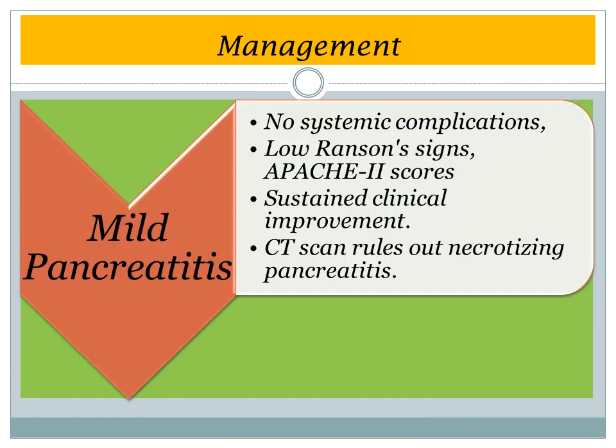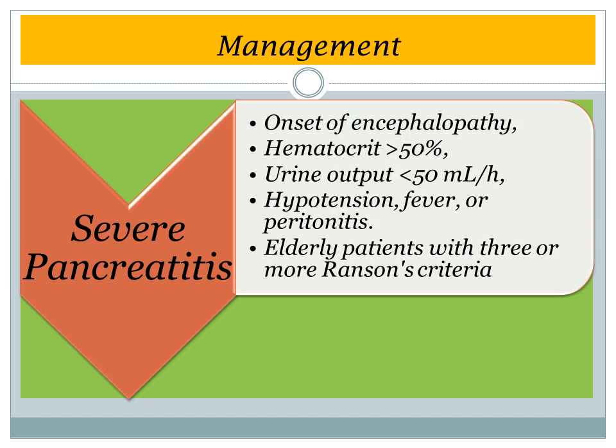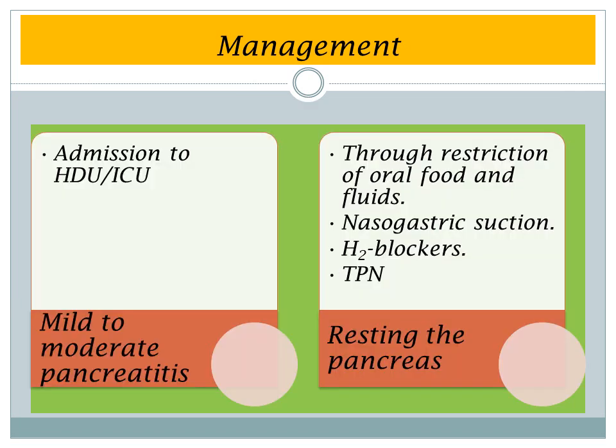Now, how are we going to manage pancreatitis? Mild pancreatitis has no systemic complication, low Ranson's criteria, sustained clinical improvement, and the CT scan rules out necrotizing pancreatitis. We label it as mild pancreatitis, while severe pancreatitis is like onset of encephalopathy, hematocrit more than 50%, urine output less than 50 ml per hour, hypotension, fever, or peritonitis. Elderly patient with 3 or more Ranson criteria. Then how are we going to manage it? Admission to HDU, high dependency unit, or intensive care unit.